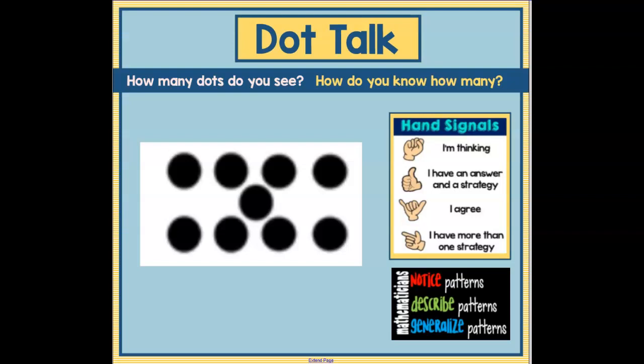Calculate how many dots do you see and how do you see them? Again, using your hand signals to show how many different ways you see them. Be sure that you're thinking about mathematical vocabulary to describe your thinking. Words like horizontal, vertical, diagonal, groups, things like that to describe.